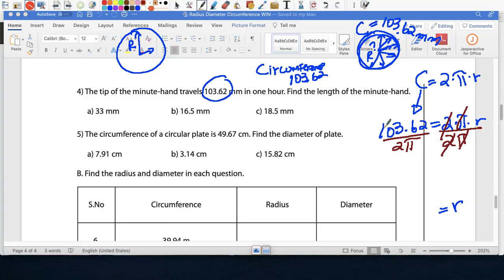So on the right side, just divide: 103.62 divided by 2 pi. There you go. Approximately 16.97. So the radius of this clock, at the minute hand, is 16.97 millimeters. Okay, I can do one more.